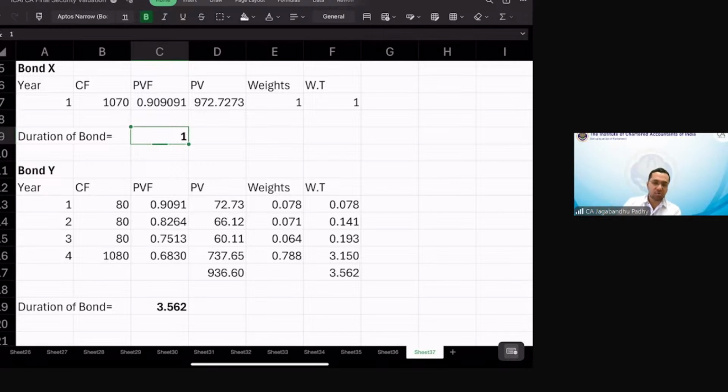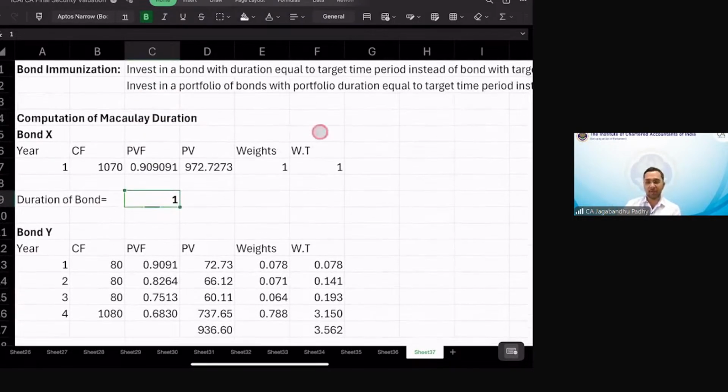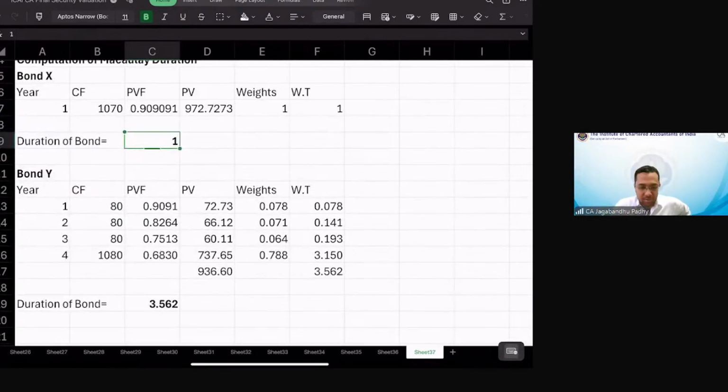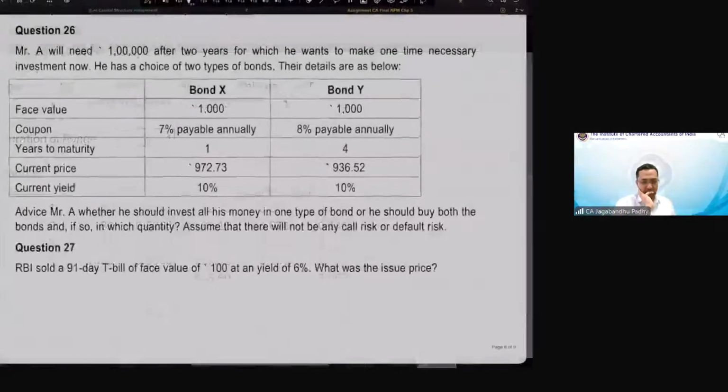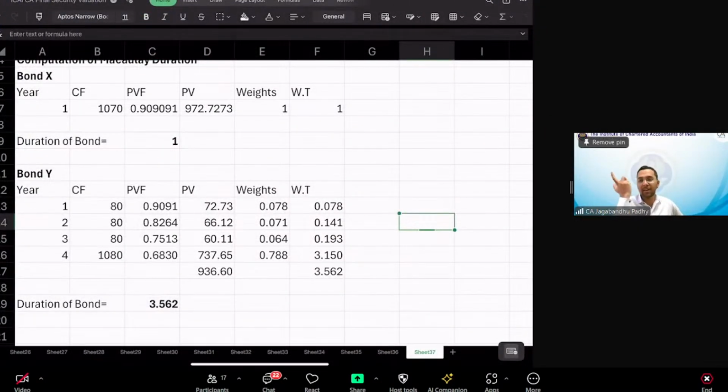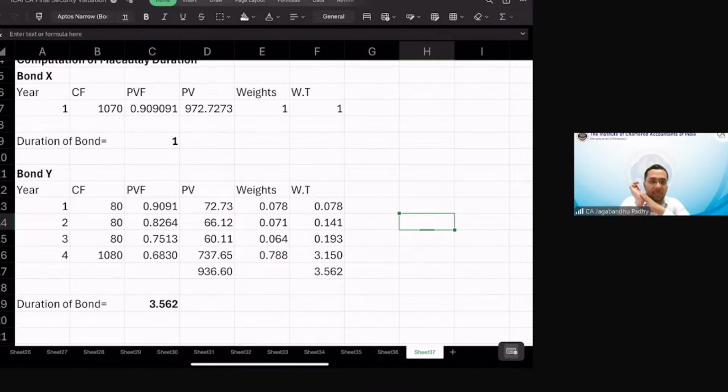Now, as I said, I need to find a bond with a duration equal to the target duration. Our target duration is 2 years. Are any of these two bonds matching my target duration? No. We don't have any bond where the duration is equal to 2 years. So what are we going to do? We will create a portfolio of bonds in such a way that the weighted duration of our portfolio is 2 years.